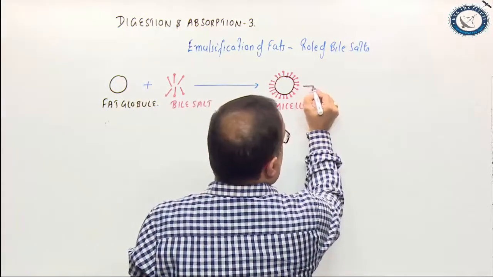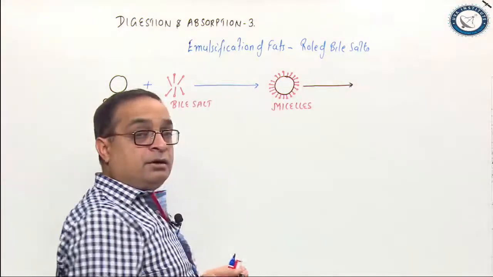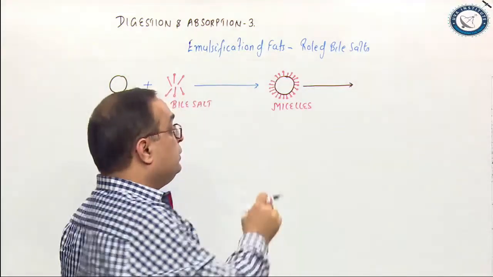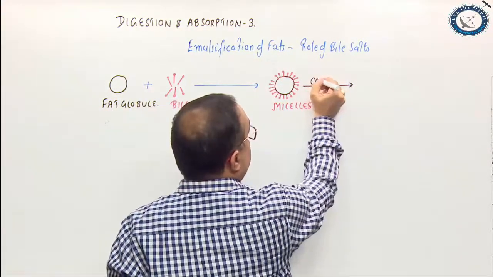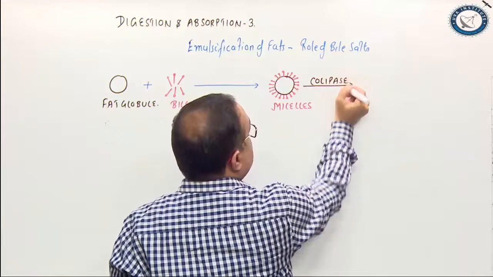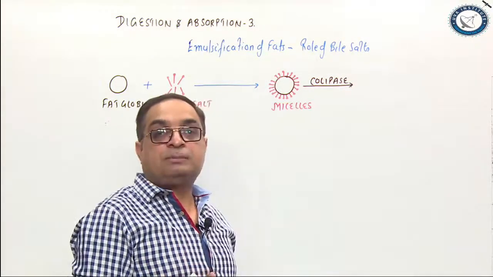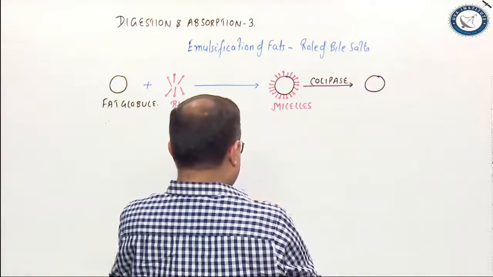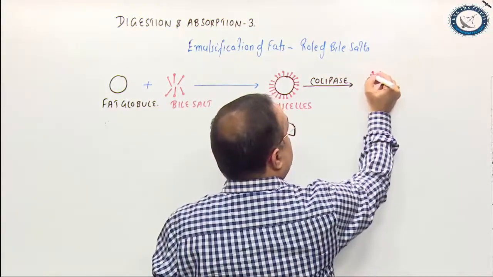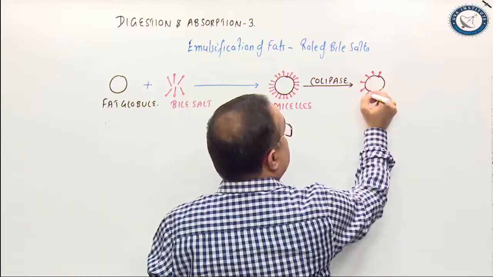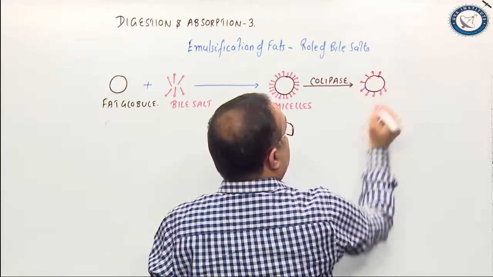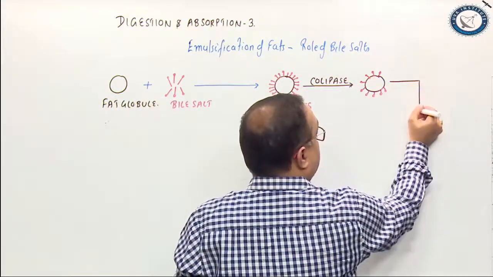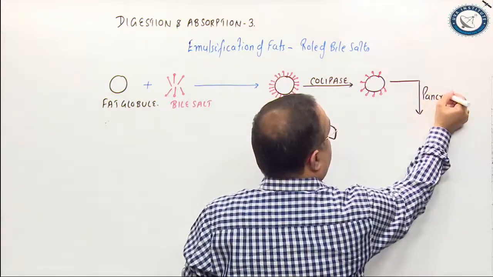Because the bile salts have formed a layer around the fat globule, they have complicated the process of fat digestion. So, we need to remove a little bit of bile salts from here, and that role is played by the colipase enzyme. Colipase enzyme is also present in pancreatic juice. So, what will colipase do? It will remove some of the bile salts and make some space for the action of the most important fat digesting enzyme, that is pancreatic lipase. So, this is emulsified fat.